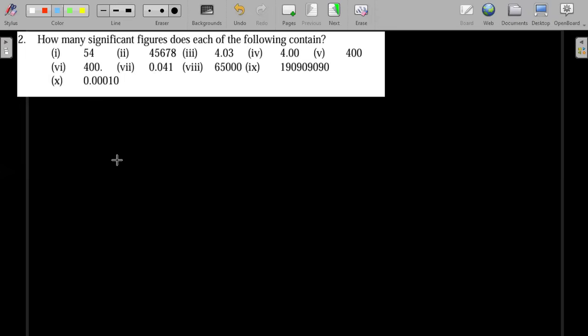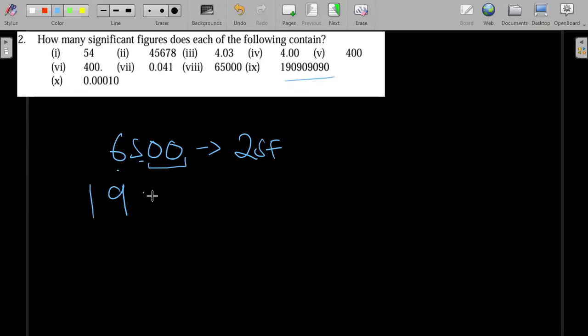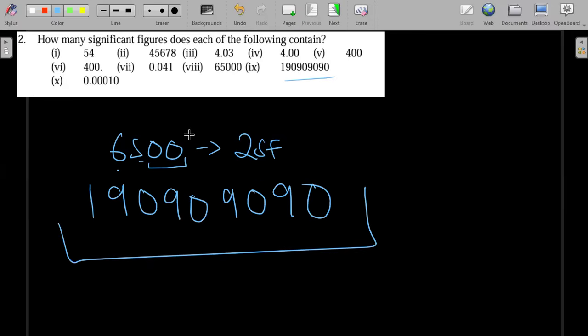So the other one is 6500. So we're going to say this one here has how many significant figures? It has 1, 2. These are trailing zeros and there's no decimal point anywhere. So we're going to say this one has 2 significant figures. Okay. What about this number? Okay, it is 19090, 9090. So how many significant figures are here?